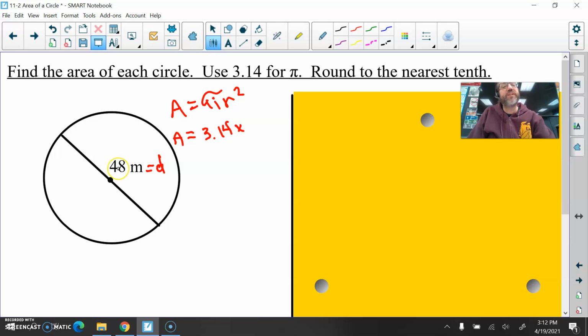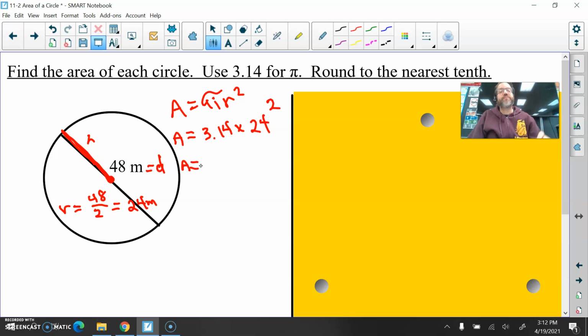So if the diameter is 48 meters, to find the radius, I need to divide this by 2. So the radius will equal 48 divided by 2. Hopefully you can do that mentally, especially since both of these digits are even numbers. Cut them both in half, you'd have 24, wouldn't you? So your radius, this measurement right here, is 24 meters. So it's pi 3.14 times the radius 24 squared.